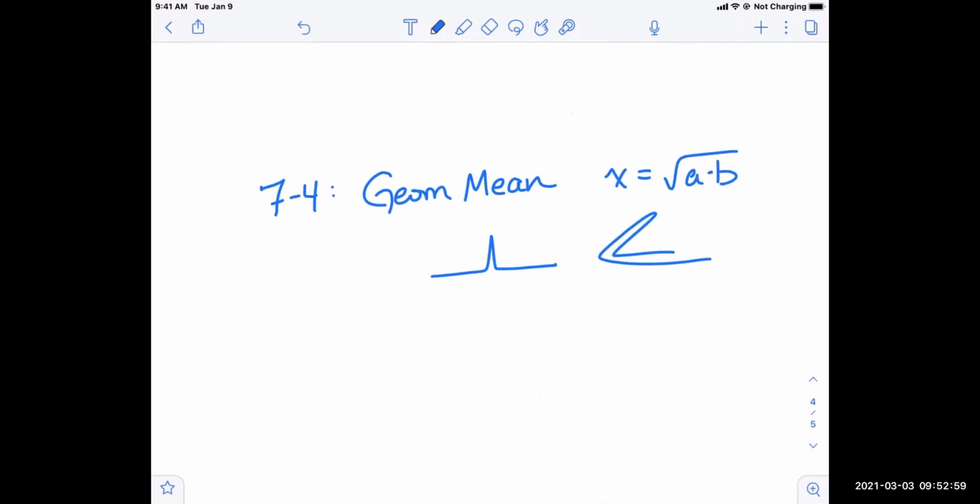Okay, so it's the problems where you have to set up the proportions and solve, and it's also the ones where I say, what's the geometric mean of these two numbers? And then 7.5 is what we just did, which is side splitter theorem.